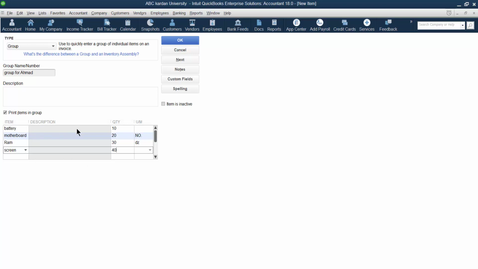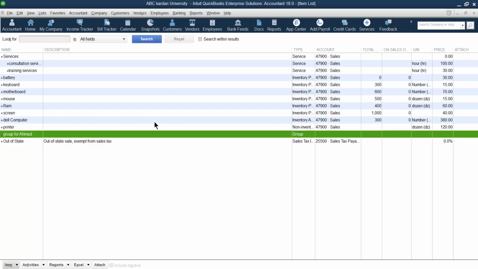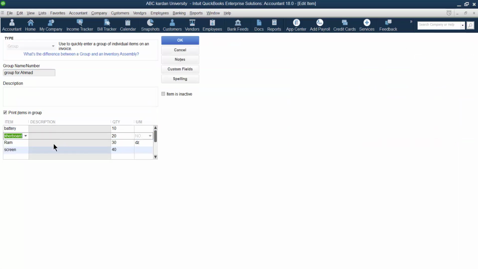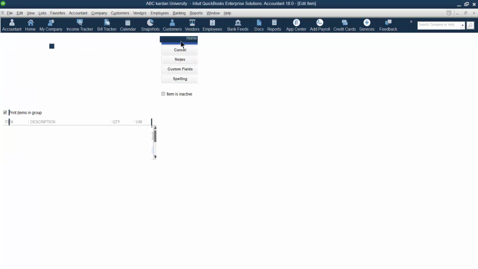For that purpose, I simply made a group. Later on, if you want to enter easily, you can find out which items are available. So you can save this one as well. This is the group for Ahmad. If you click on this one, these are the items which are available.